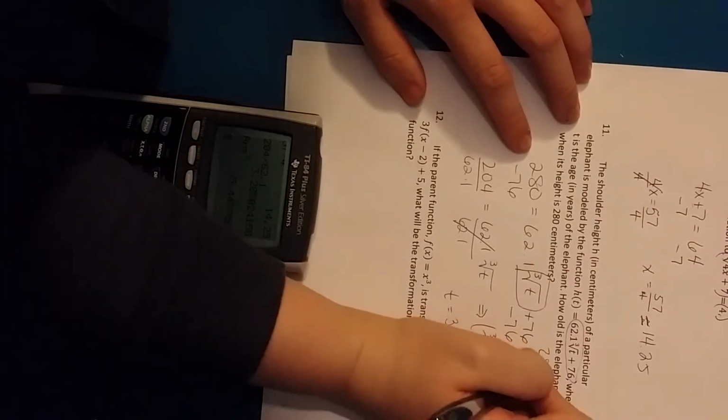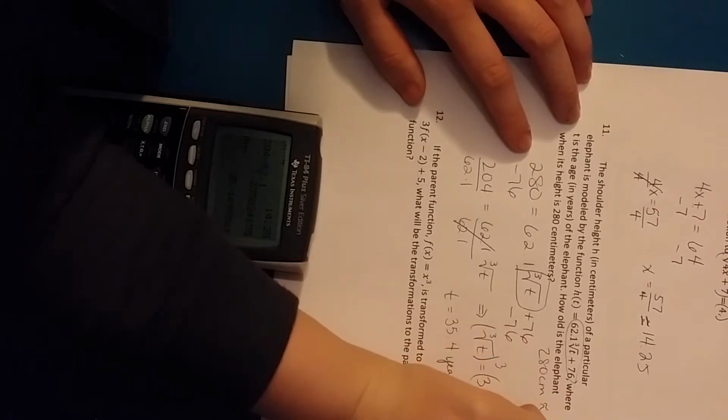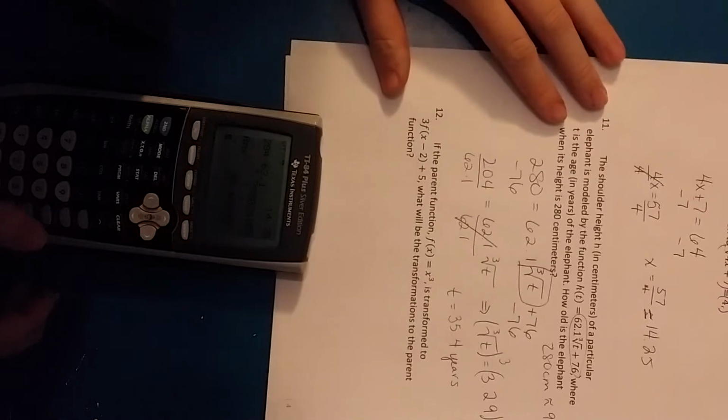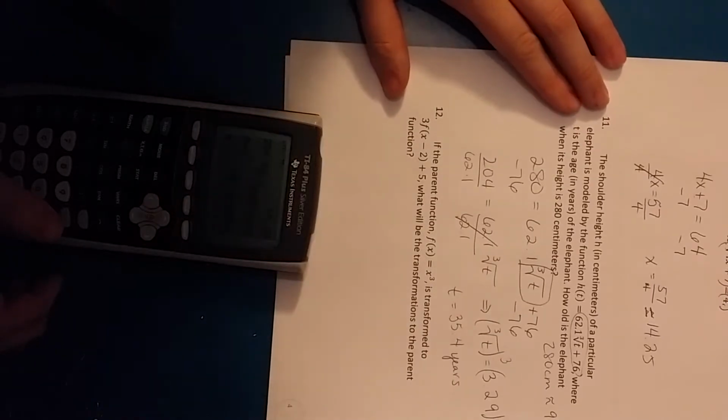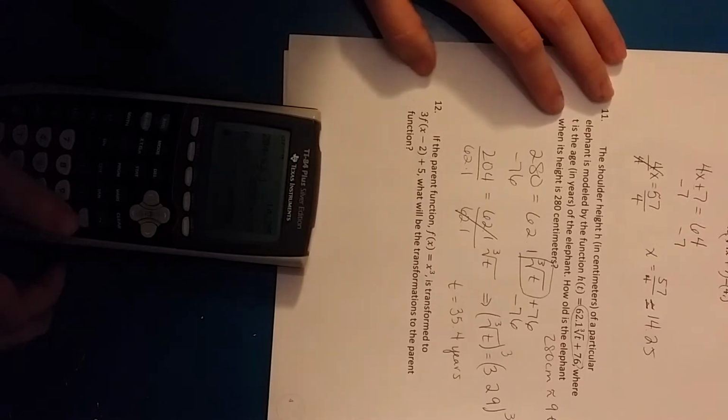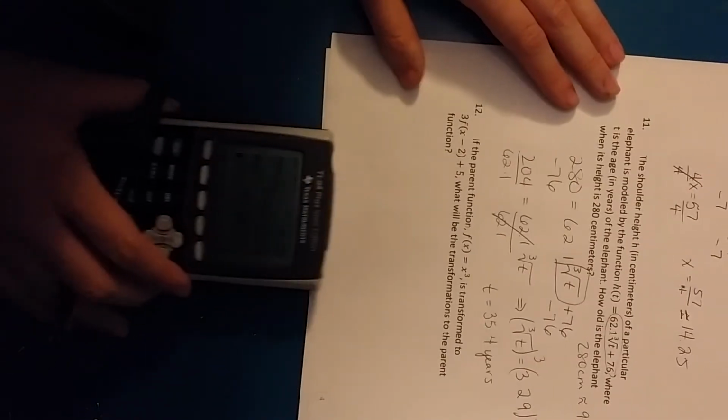280 centimeters is roughly about 9 feet. So according to this equation, it takes 35 years to get about 9 feet. That seems like a rather long time.